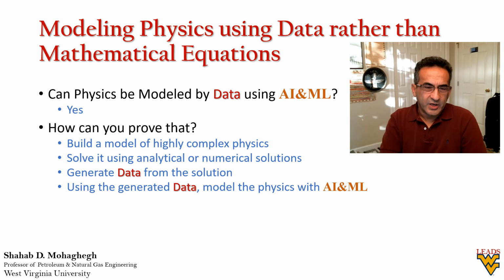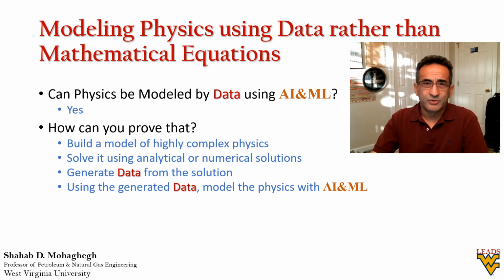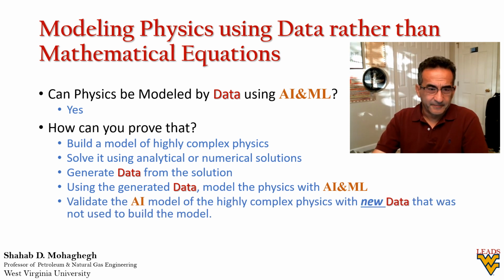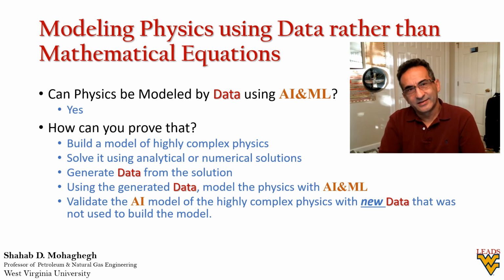Then we can use the data that is generated through this process in order to model the physics that have been modeled and for which data was generated. However, this time we're going to build the model using the data through AI and machine learning. Once you do that, you must validate the AI-based model that you just developed.